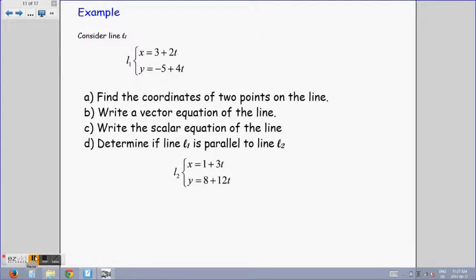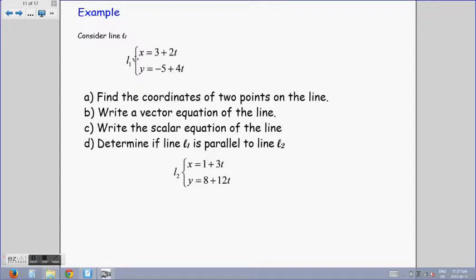So in part D, we want to find out if L1 and L2 are parallel to each other. How are we going to figure out if two lines are parallel? If we think back to grade 9, we looked at the slope. If the slopes were the same, then the two lines were parallel. In vector equations, what's somewhat equivalent to slope is our direction vectors. If the direction vectors are scalar multiples of each other, that means that the lines are parallel.